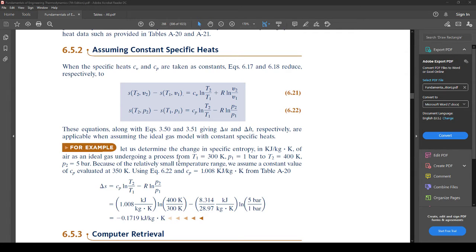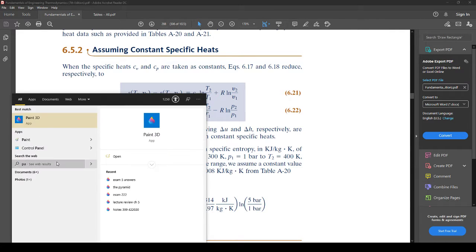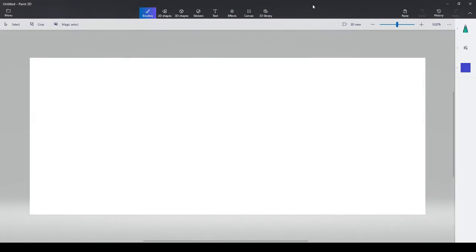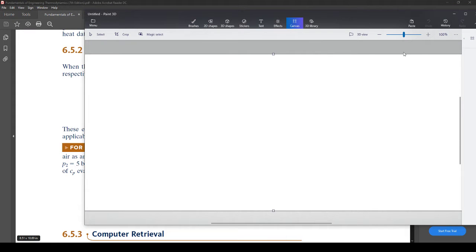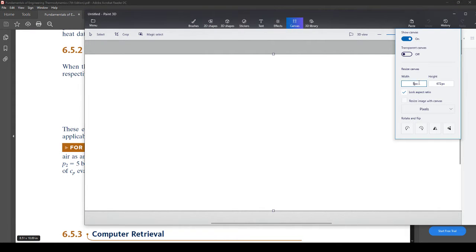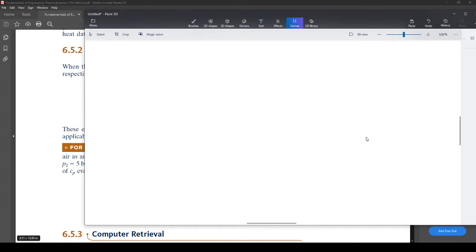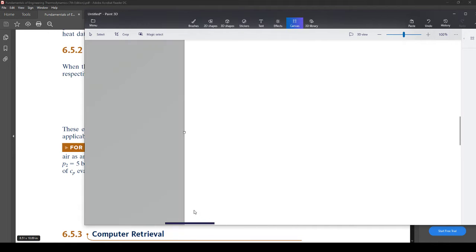Now it says, let us determine the change in specific entropy in kilojoules per kilogram kelvin of air as an ideal gas. So I will go ahead and pull open Paint. We're getting an early question today, and I will be asking you guys how to answer it because you guys have all the answers. I do not.